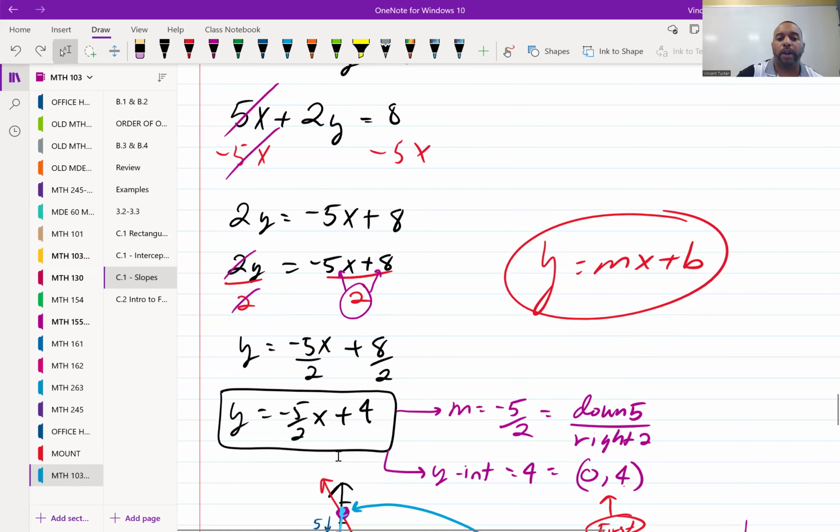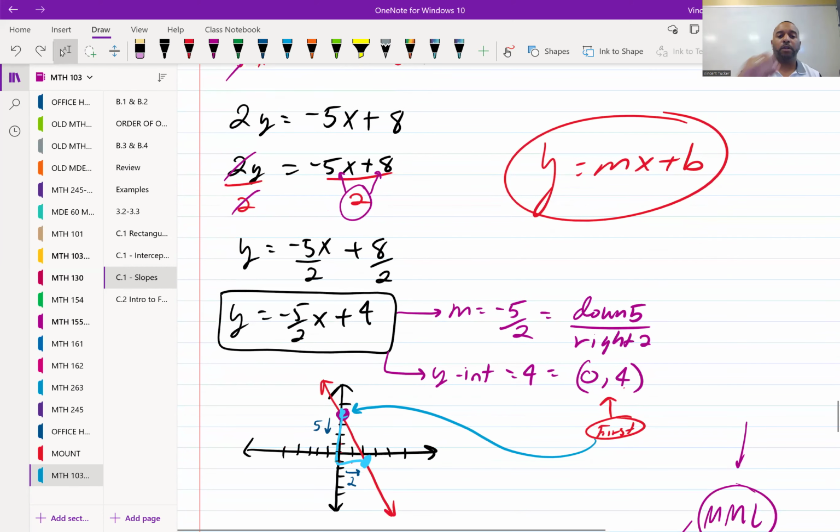So let's go ahead and graph with that information. First thing you want to do, as we mentioned before, is graph your y-intercept first. That's (0, 4), so you go up 4 on the y-axis. And then from there, you use our slope information. We go down 5 and then right 2 to finish it off.